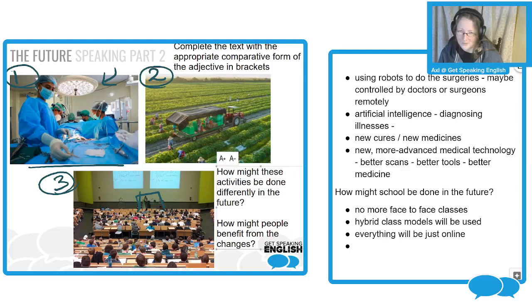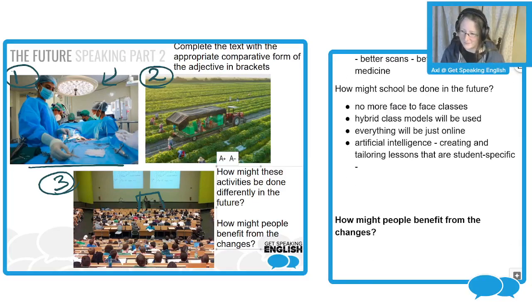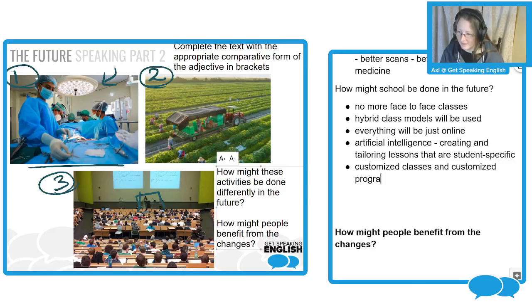Maybe also there's more use of artificial intelligence, right? We've been seeing lately with ChatGPT or whatever that it's really good at tailoring and customizing content for different uses. So for example, maybe artificial intelligence will be used more for creating and tailoring lessons that are student-specific. So yeah, that could definitely be something. Maybe customized classes and customized programs might be the norm in the future.